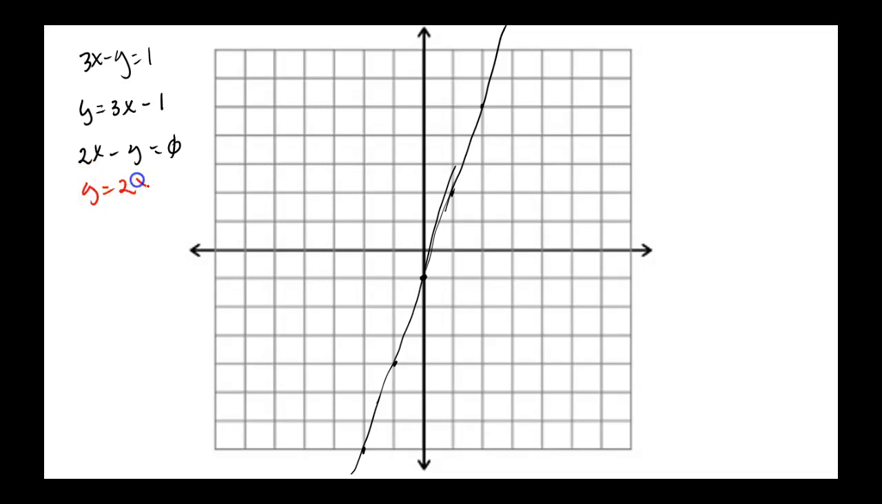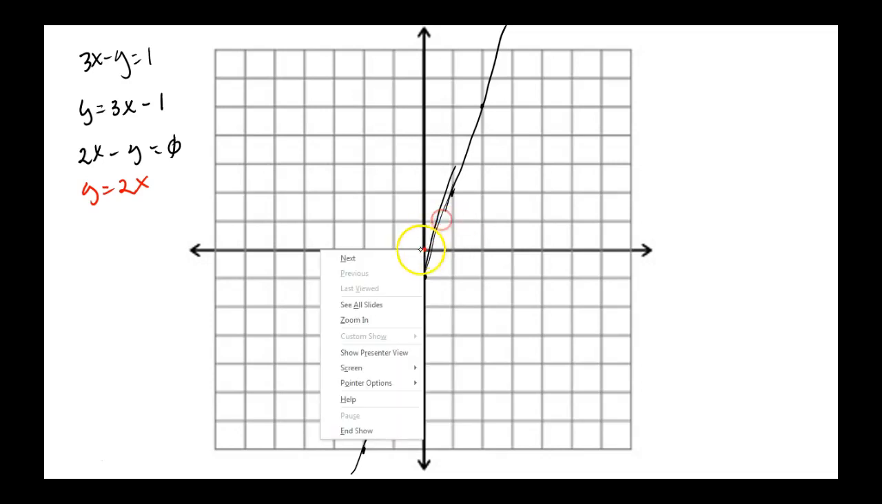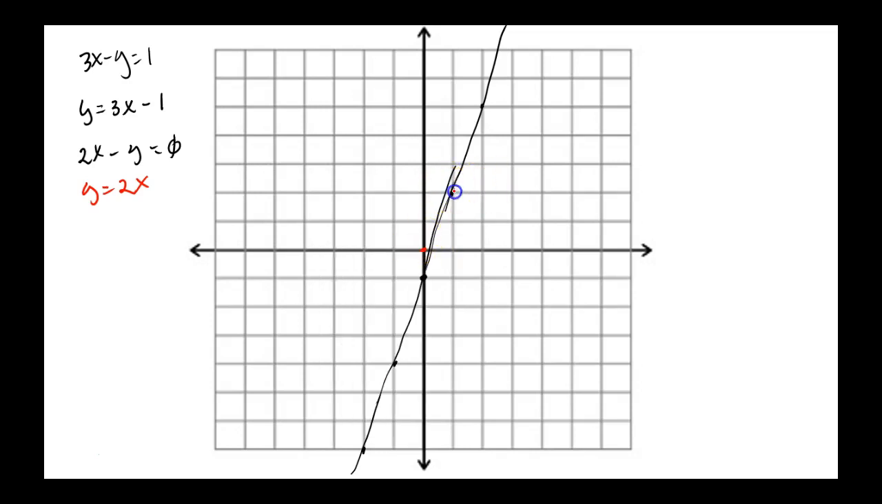Y is equal to 2x. Okay, can you give me some points there? Through the origin, okay? So it goes through the origin, so there's 1 point, and then it has a slope of 2. So you go up 2 for every 1 to the right, and also down 2 for every 1 to the left.